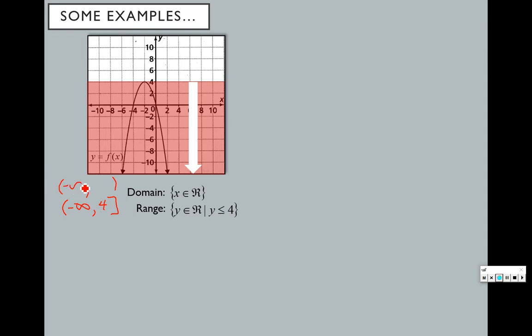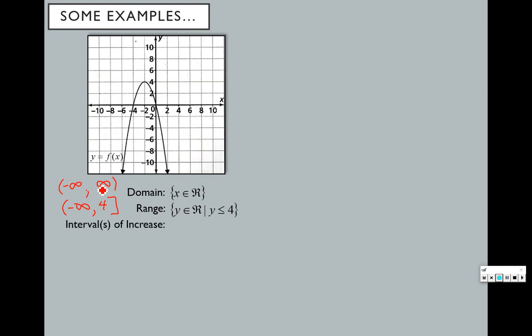Yeah, so it's not that bad. You're just saying, okay, lowest is negative infinity, highest is positive infinity. Infinity is kind of, sort of a convenient thing there. Intervals of increase and decrease.